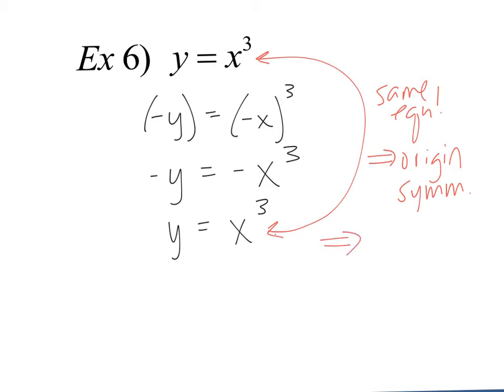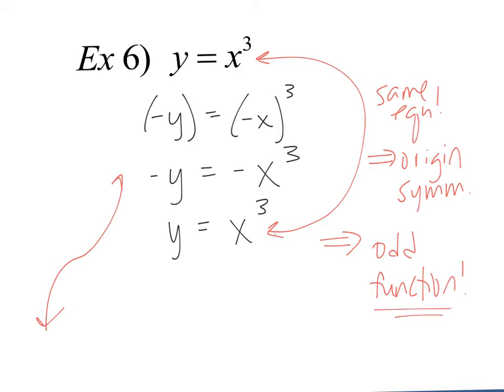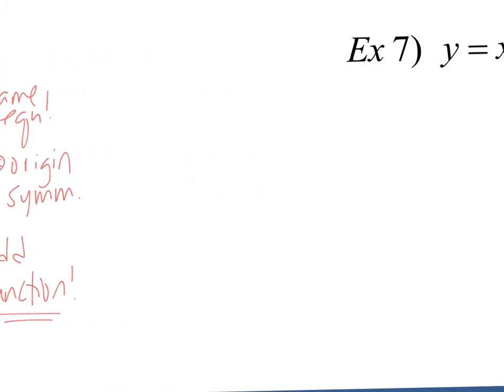And is this thing a function, y equals x to the third? Yeah, that's the function that looks like the snake. Yes, it's a function. That means it is an odd function. So this test tells us a lot about our graph. It is an odd function. Okay, how about this next one?